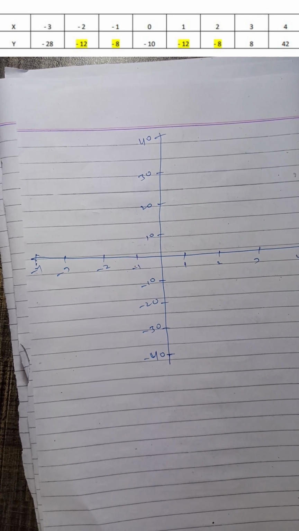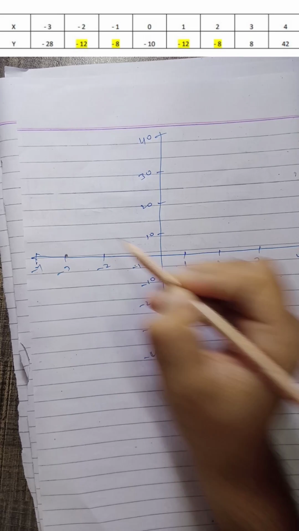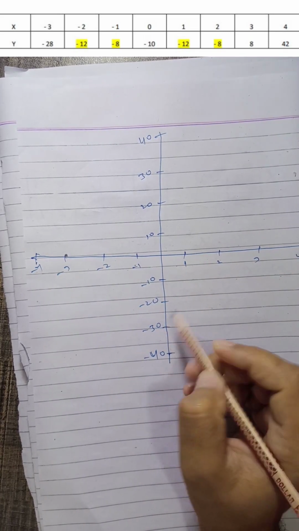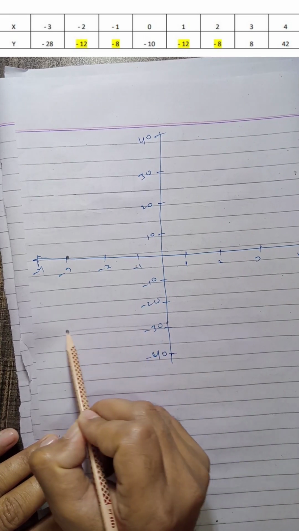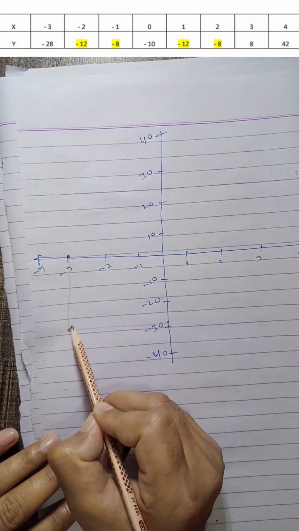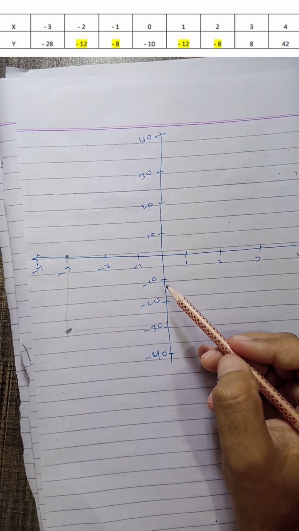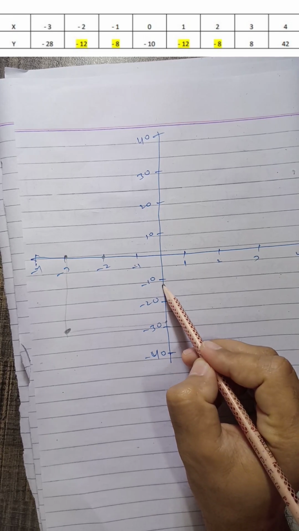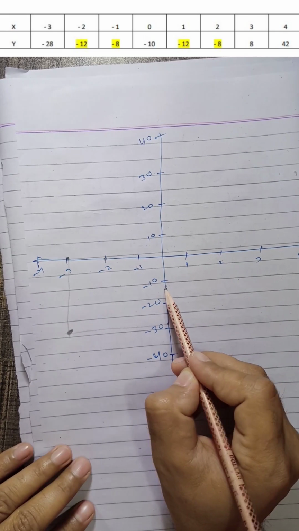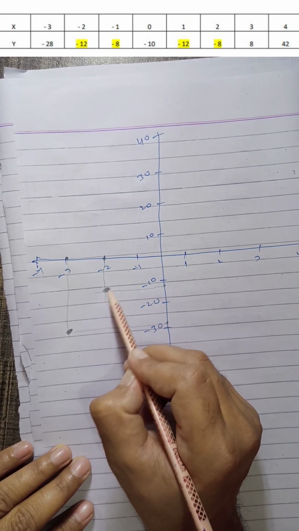Now when x is minus 3, y is minus 28, approximately at this point. Now these 2 points will make a point here. Now when x is minus 2, y is minus 12, somewhere here. This will make a point here.